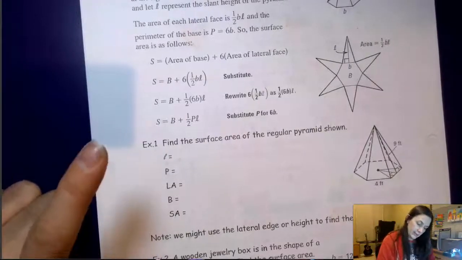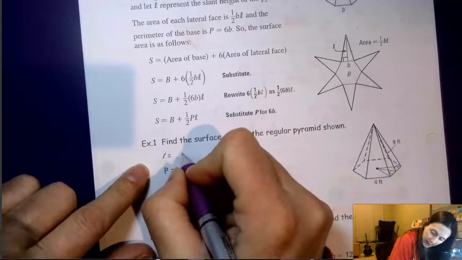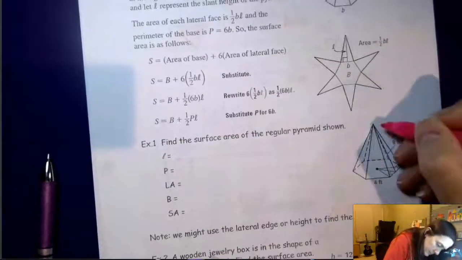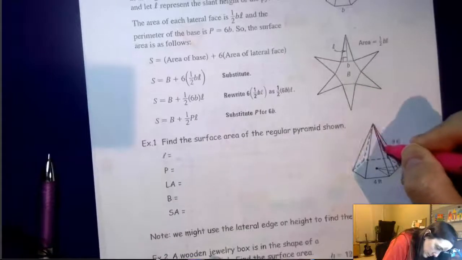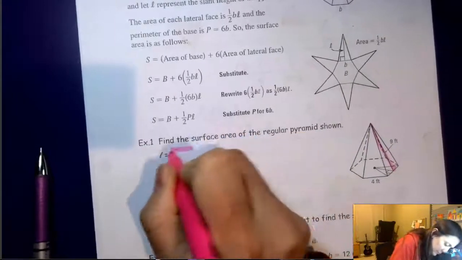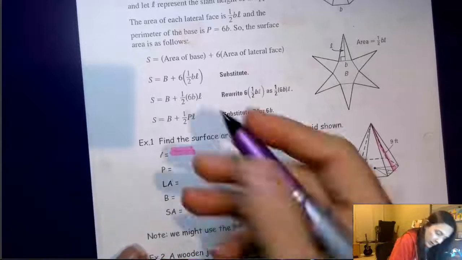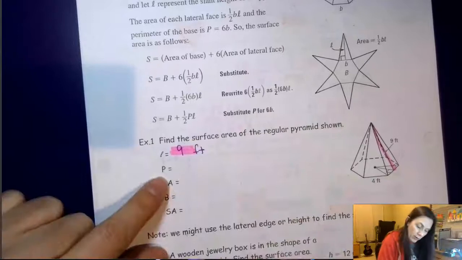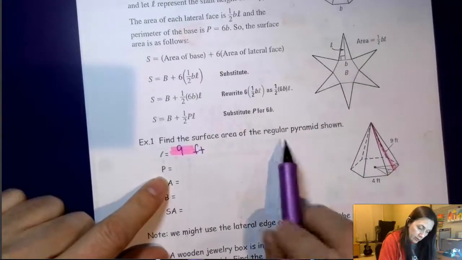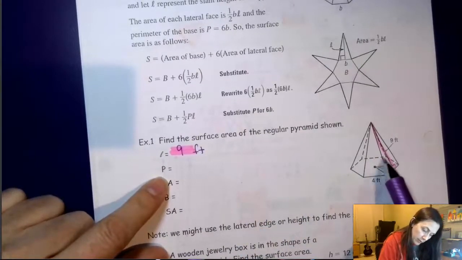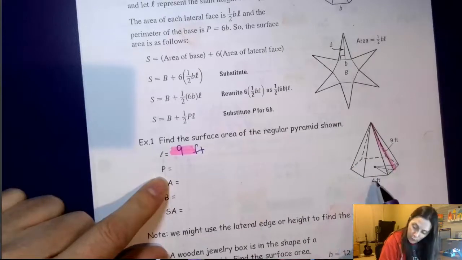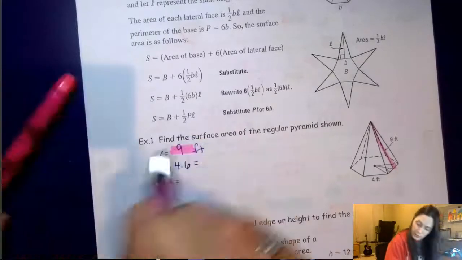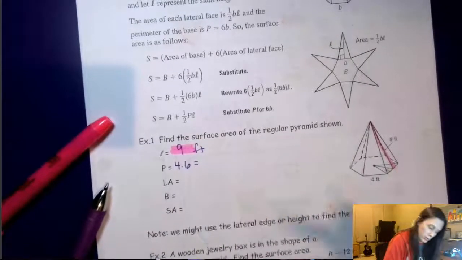The slant height, do I see the slant height? Well, yeah, the slant height here is 9. So I get 9. All of these have units, so it's 9 feet. The perimeter. Well, the perimeter of the base here, it's a regular pyramid. 1, 2, 3, 4, 5, 6. Each of them is 4. So the perimeter is going to be 4 times 6, which is going to equal 24.